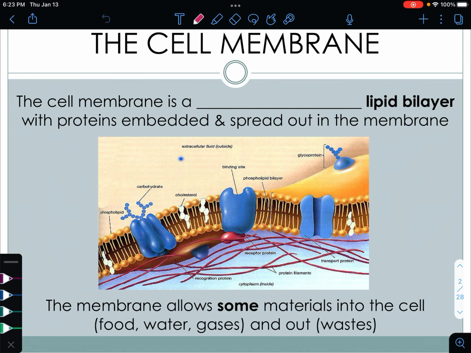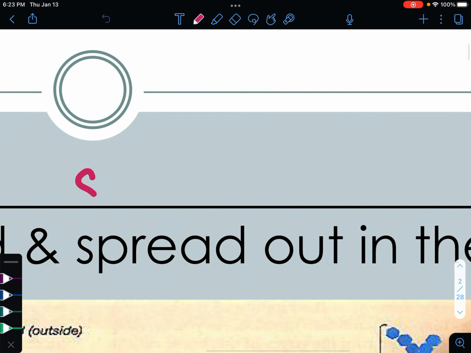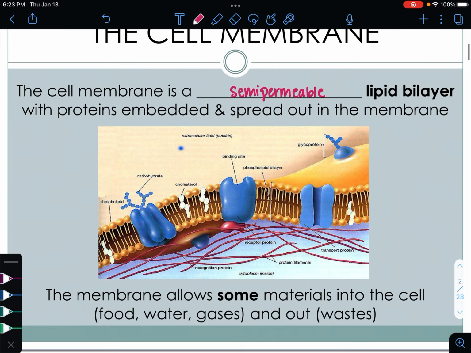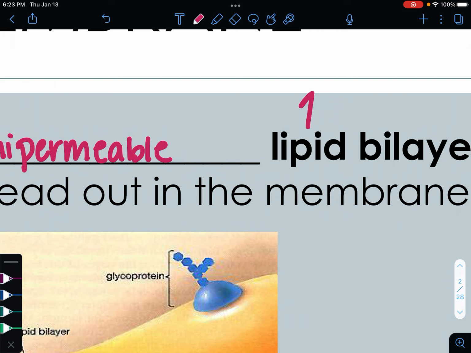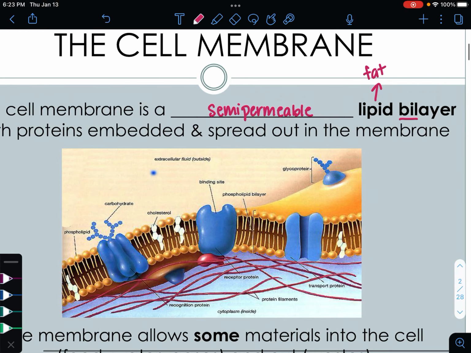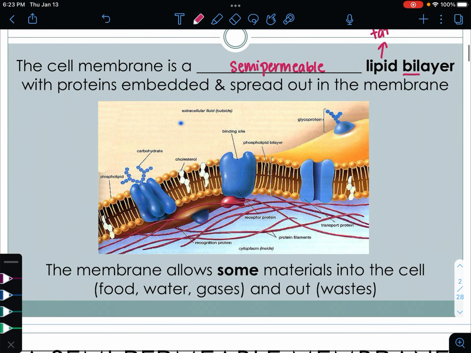So to start, the cell membrane is what we called semi-permeable. Okay, so it is a semi-permeable lipid bilayer. This lipid is another word for fat, and bilayer, bi as in two, so it's made up of two layers of fat with proteins that are kind of spread out within the membrane.